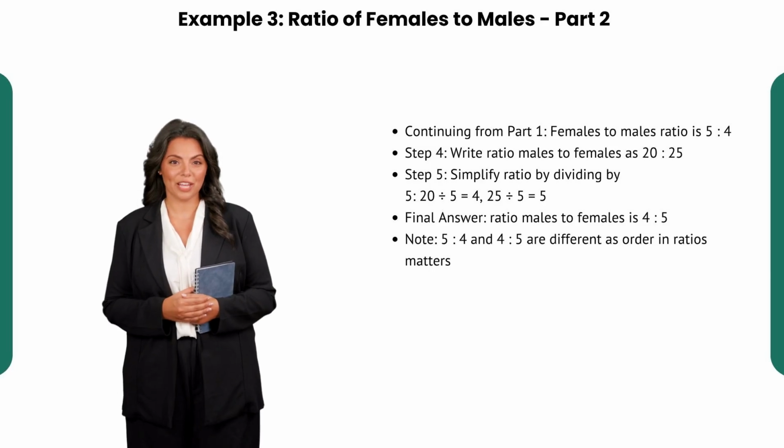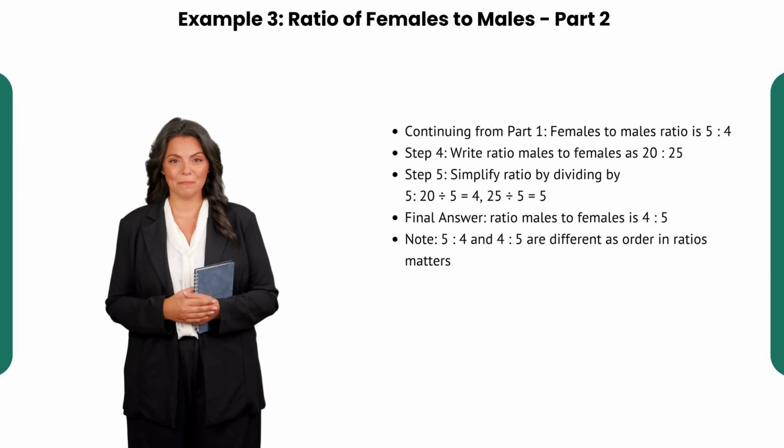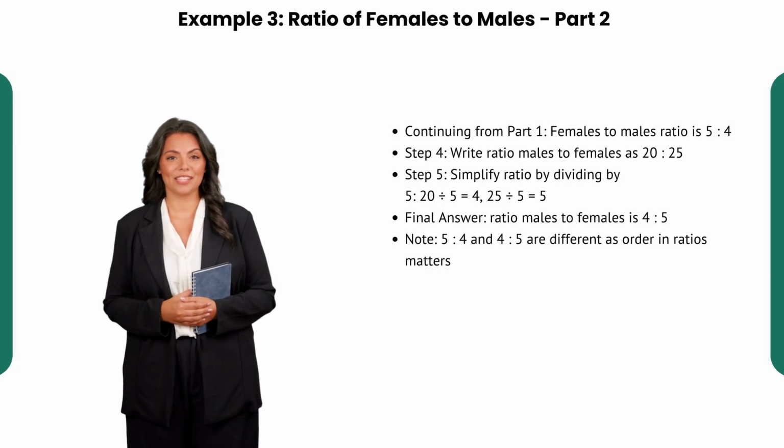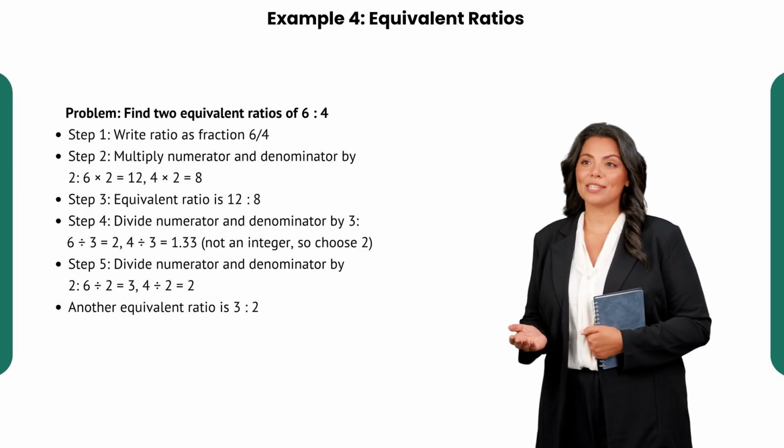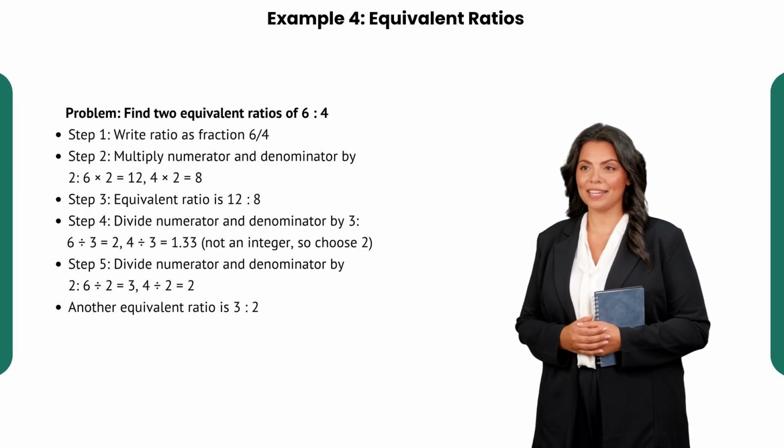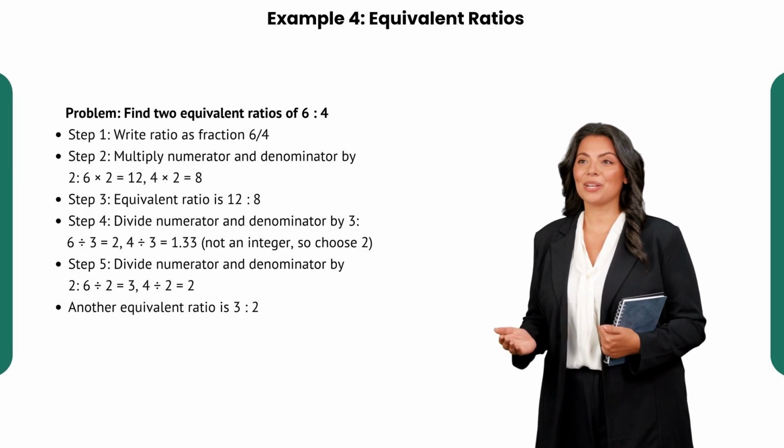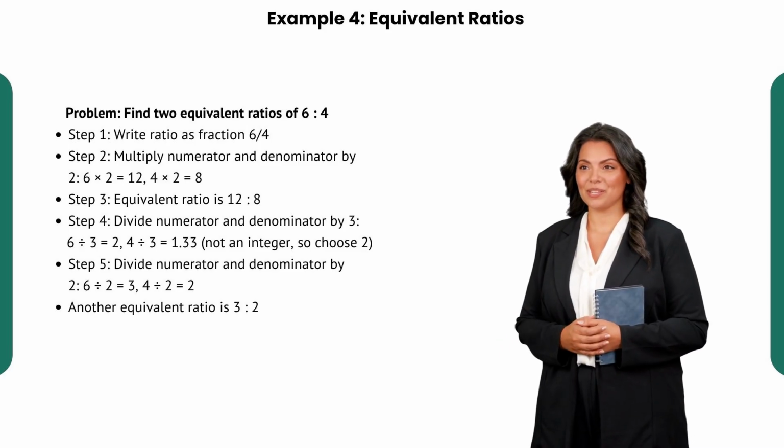Ratios communicate direction in relationships, so pay close attention to how the quantities are placed. Let's understand equivalent ratios with this example. Find two equivalent ratios of 6 to 4.